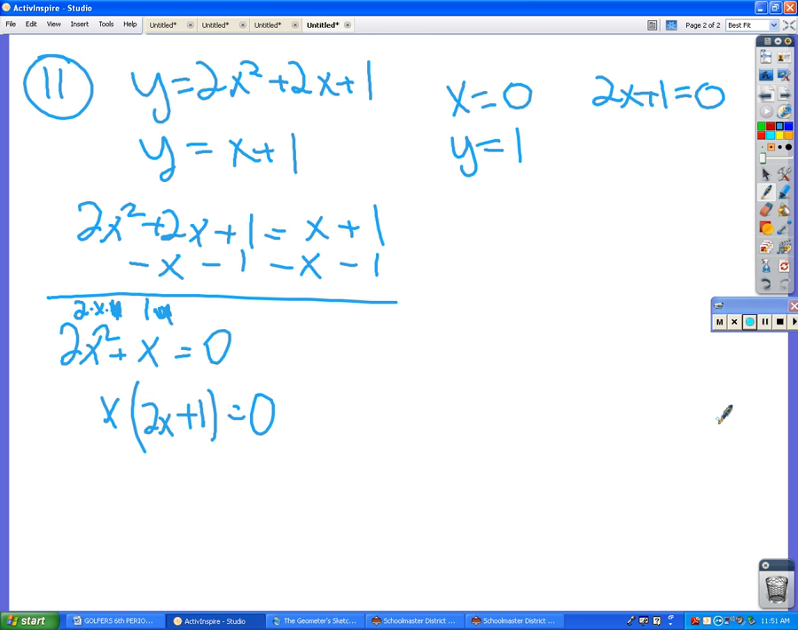I know that 2x plus 1 has to equal 0. I have to do a little bit of math to figure out what that means x equals. What do I do first to solve this for x? I subtract 1 from both sides, so 2x equals negative 1. And then I divide by 2. So x equals negative 1/2. So then to figure out what y equals, I take the negative 1/2, plug it in there. Negative 1/2 plus 1 is just 1/2.